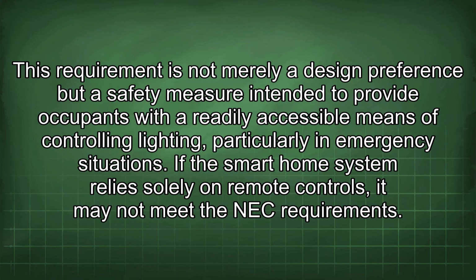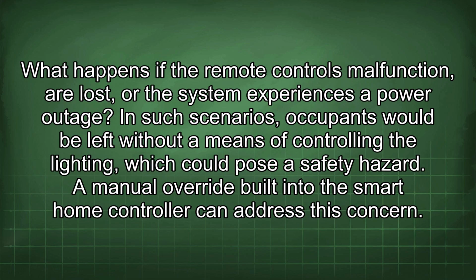If the smart home system relies solely on remote controls, it may not meet the NEC requirements. What happens if the remote controls malfunction, are lost, or the system experiences a power outage? In such scenarios, occupants would be left without a means of controlling the lighting, which could pose a safety hazard. A manual override built into the smart home controller can address this concern.